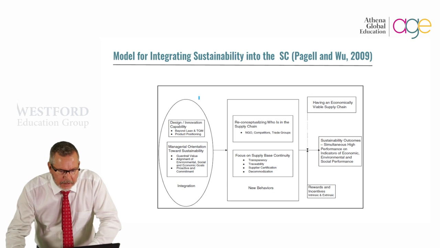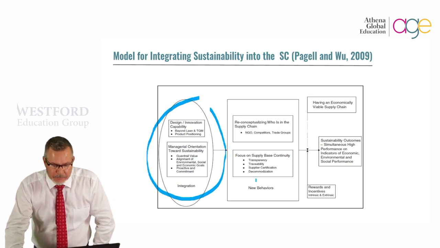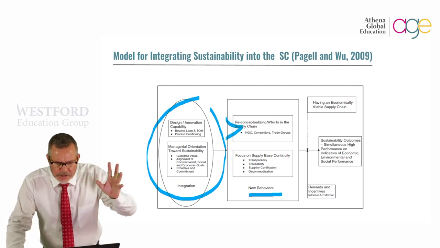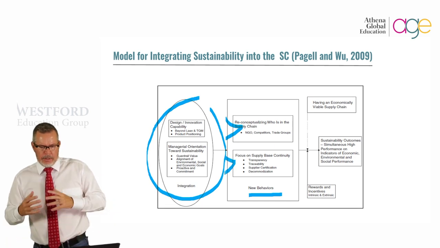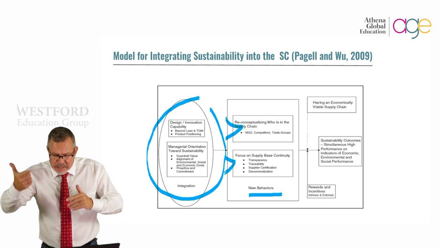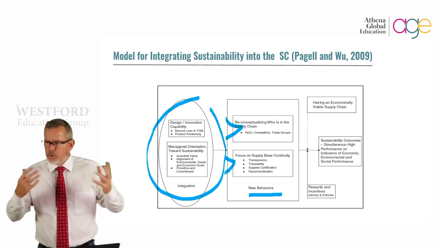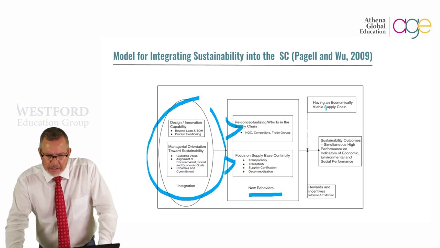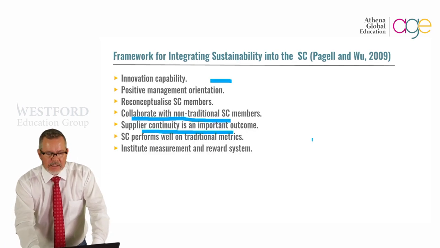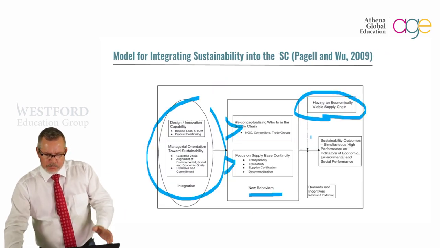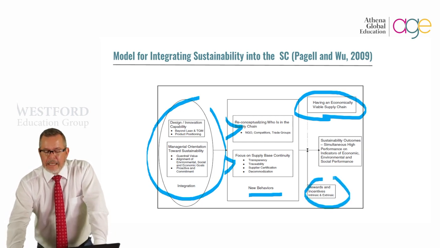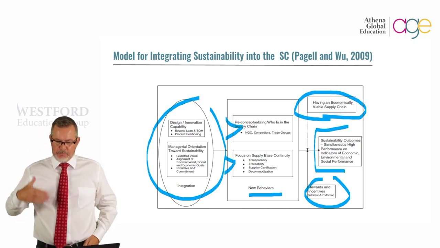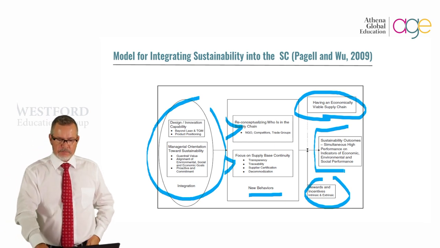If I look at this model over here, this is my integration part. This would be the new behaviors. So here you can see I reconceptualize who's part of my supply chain. I focus on my supplier-based continuity, transparency, traceability. Where does this product come from? Who made it? Who dug it up? Where is it dug up from? What are you doing in terms of corporate social responsibility, et cetera? And over here on this end, if I take this slide and put it into a graphical format, this is more or less what I'm looking at. I want to reward and incentivize to bring about a change of behavior. These are the sustainability outcomes, environmental and social performance.